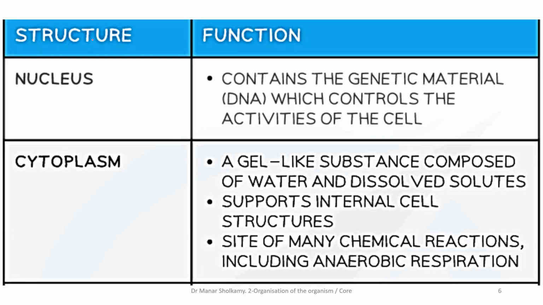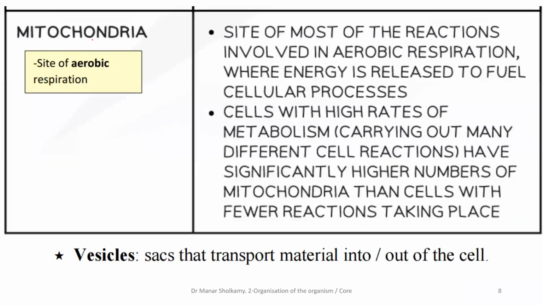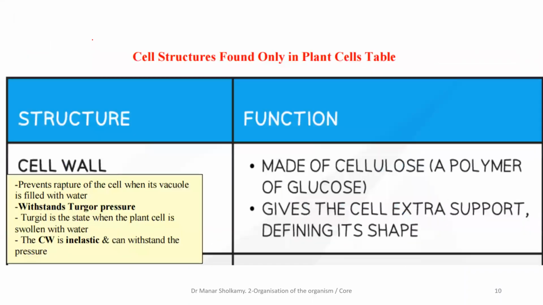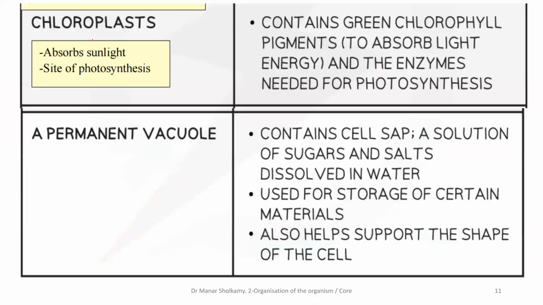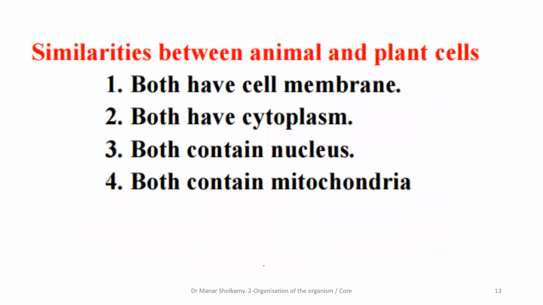So we're done with nucleus, cytoplasm, cell membrane, ribosomes, mitochondria, vesicles. We compared between animal and plant cells. We did talk about the cell wall and the turgor pressure, and chloroplast. If we missed anything, tell me. This is an important table to compare between animals and plants. Here we're talking about the storage of carbohydrates. Plants store starch. Animals don't store starch. Animals store glycogen.